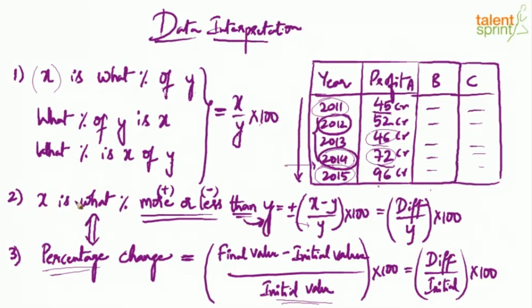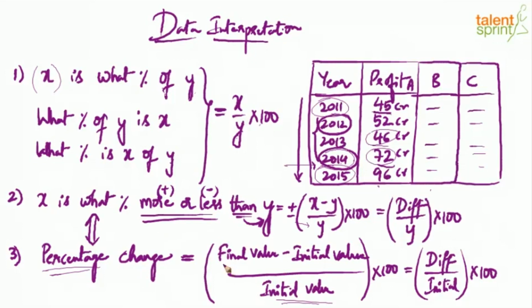I mean, the basic difference between 2 and 3 is that 2 is with respect to two values: X is what percentage more or less than Y. 3 is with respect to a time period, like percentage change from one particular year to the other year. Percentage change over the years, right? Or percentage change in a particular year.